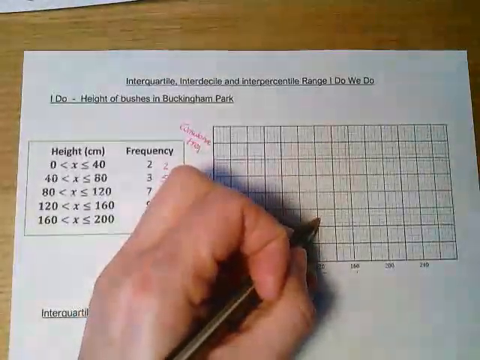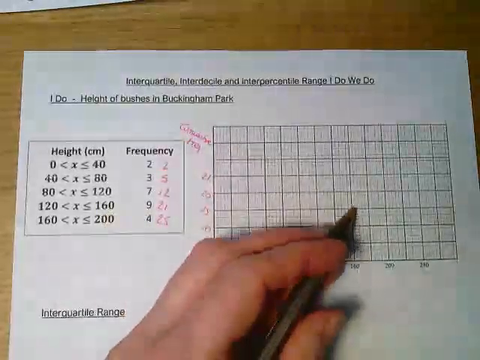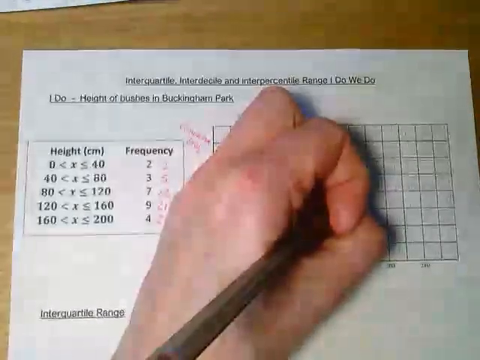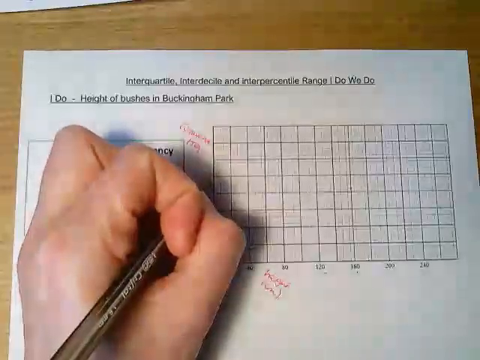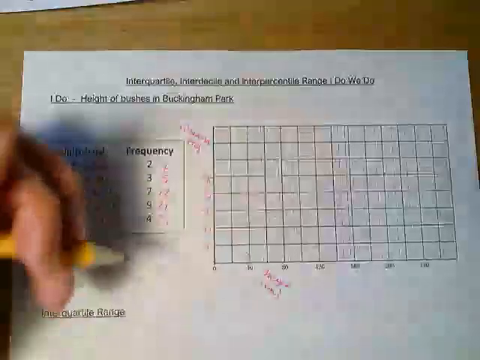120, and we're going to go for a 12 height. And then 160, we're going for 21. And then 200, we're going for 25. There we go. So drawing a curve is something you do need to practice. Try and make it as smooth as possible.